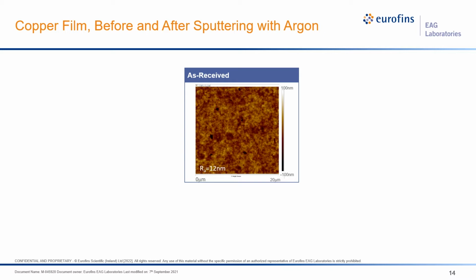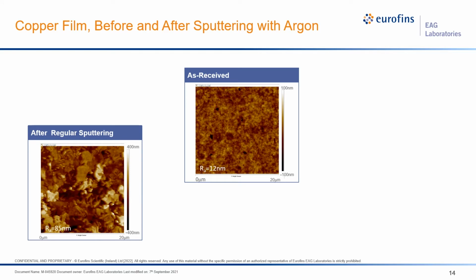This next image shows the same film after removing 500 nanometers of material with an argon beam in an XPS instrument. Notice that the Z-scale is now much bigger compared to the as-received sample, and the Ra is much higher, and the topography is also drastically different. Roughening like this can negatively impact depth resolution and data quality in XPS depth profiles.